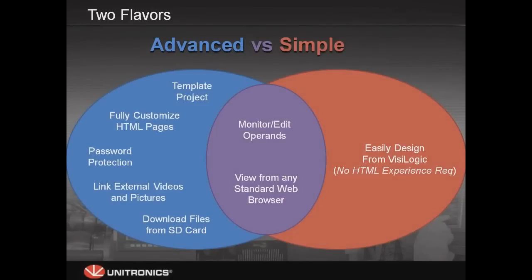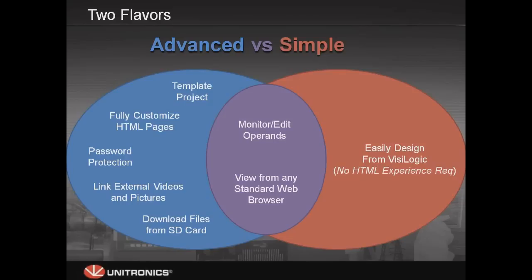Now I mentioned there were two different types of flavors. We have an advanced versus a simple web server. They both allow you to monitor and edit operands, and you can view them from any standard web browser, Firefox, Chrome, Internet Explorer. Specifically with the advanced web server, we give you a zip file, which I'll show you how to access, but within the zip file it gives you everything that you need.